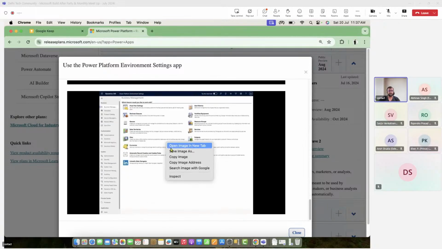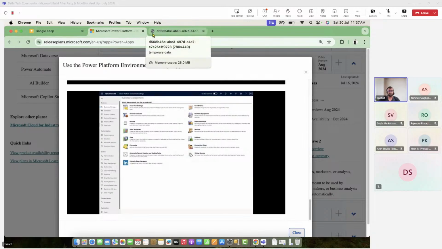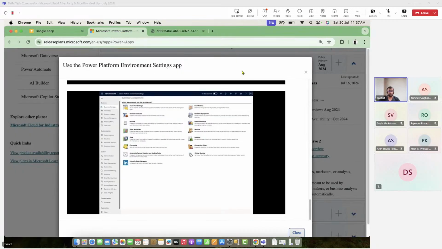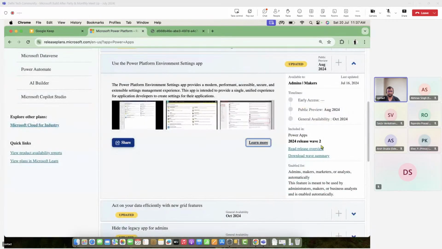Okay, so something like this will be looking like in the new UI. I know the screenshot is a little bit blurry at this moment, but this is how it will look. Currently it's not fully available. It will be generally available in October 2024, and public preview will be from the month of August. So that's the second update.